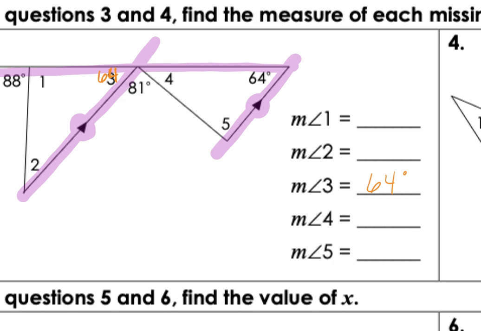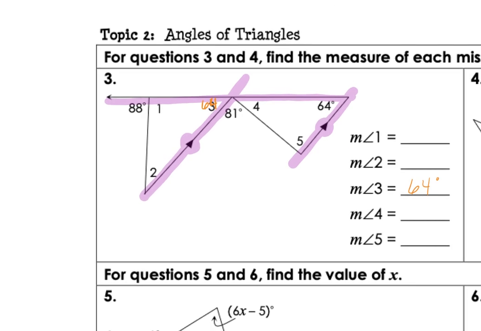Okay? Can anyone tell me how to find angle 1? Yeah, this is a linear pair, right? They share a vertex and they form a straight line. So 88 plus the measure of angle 1 should be 180 degrees because a linear pair is always 180. So subtract your 88, and what do you get for angle 1 then? 92. Okay. Again, write it in on the picture. Angle 1 is 92 degrees.